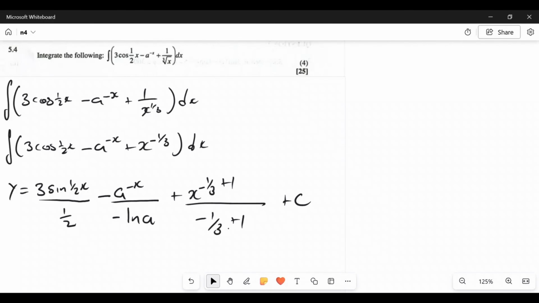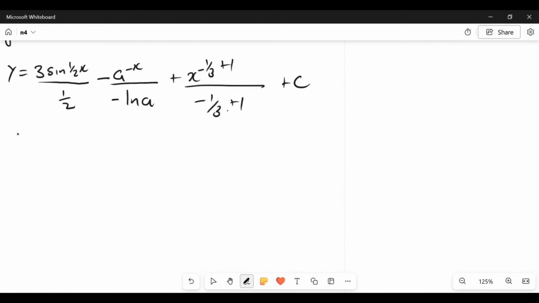Let me create space so that we can simplify this one further. So let's continue. If we continue here, the first term, we can multiply these two with a 3 there. This is going to give us 6 sine half x. There we go. Divide by this one. Even if you don't write 1, it's still fine.